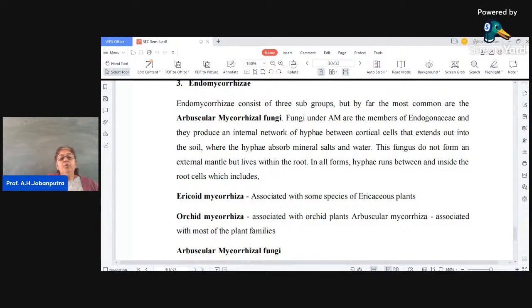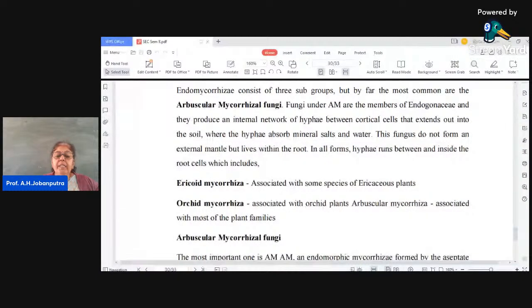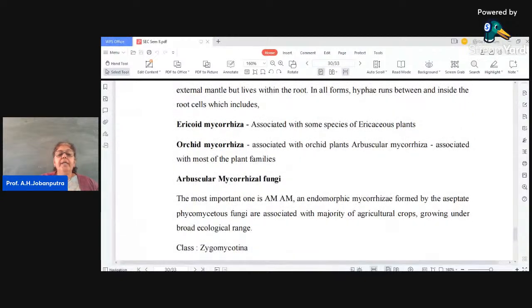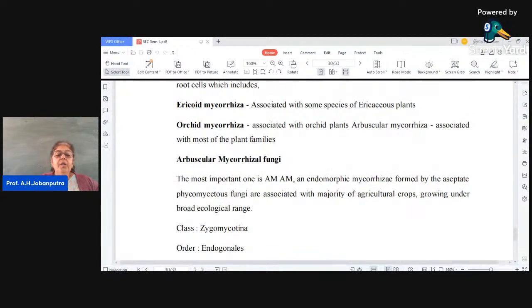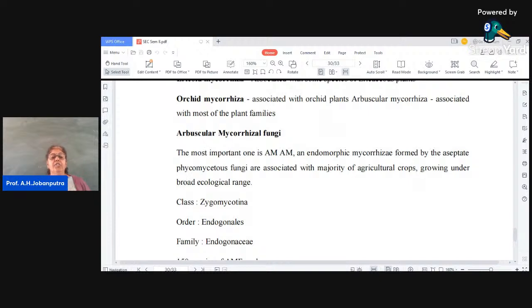They extend out to the soil, and from there they absorb minerals and water and make it available to the plants. They do not form a thick network in the mantle area, पण रूट सेल्स मध्ये ते जाऊ शकतात, म्हणून एंडोमायकोरायझा. So the three types are ericoid mycorrhiza. These are found mainly in the ericaceous plants. Orchid mycorrhiza, जे orchid plants मध्ये दिसतं. Orchids are ornamental plants. आणि arbuscular mycorrhiza, usually the fungus here is Phycomycetes fungus, and this is mainly involved in the agricultural crops.